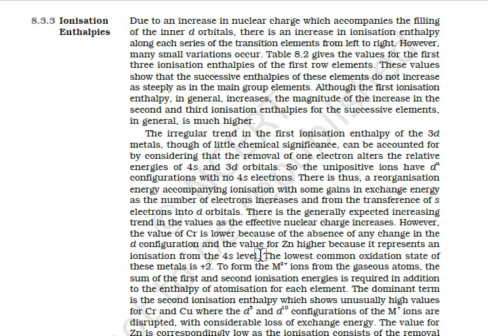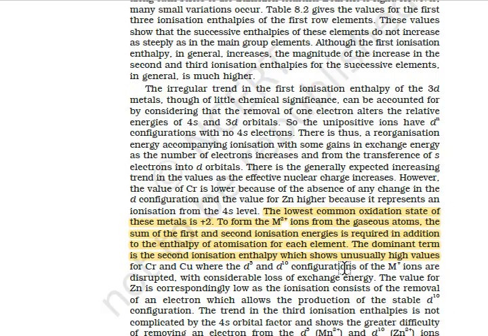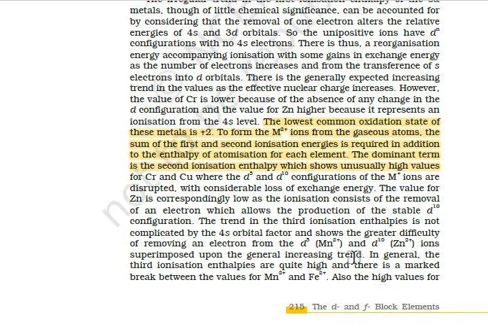The lowest common oxidation state of the metals in the d block is +2, to form the M2+ ion from the gaseous state atom. The sum of the first and the second ionization energies is required, in addition to the enthalpy of atomization of each element here. The dominant term is the second ionization enthalpy, which shows high values for chromium and copper, where half-filled or fully filled d orbitals are present and the ions are disrupted, with considerable loss of exchange energy.